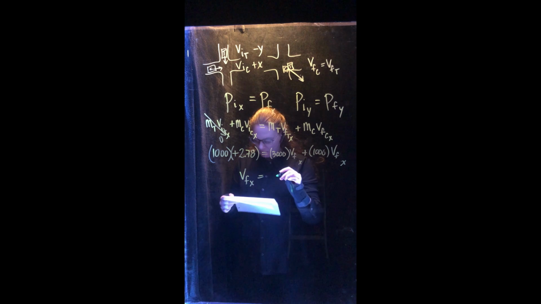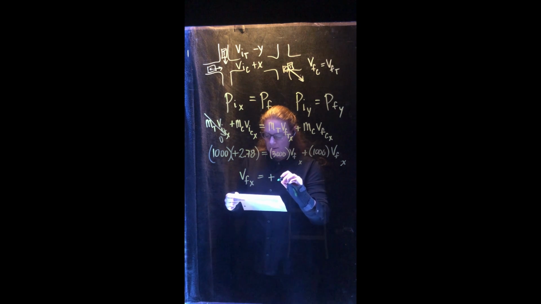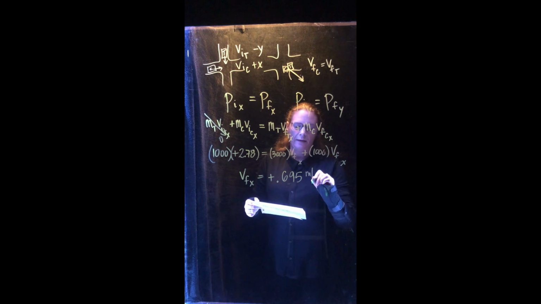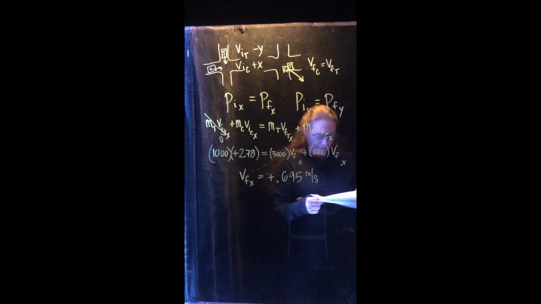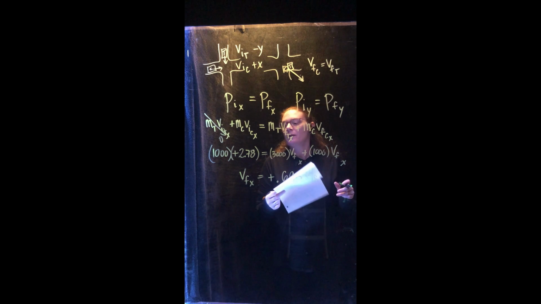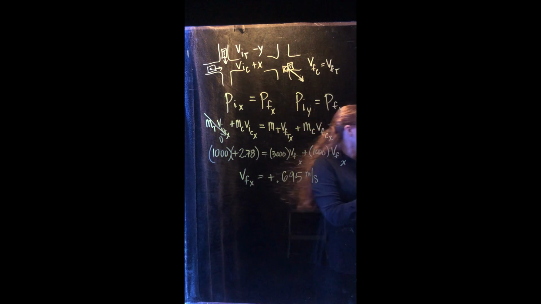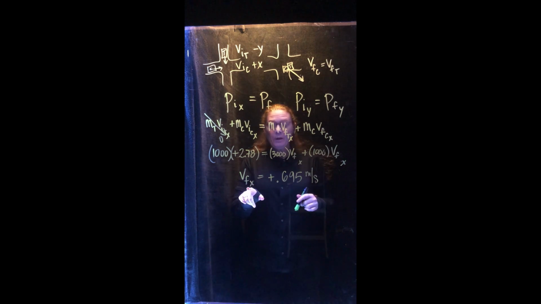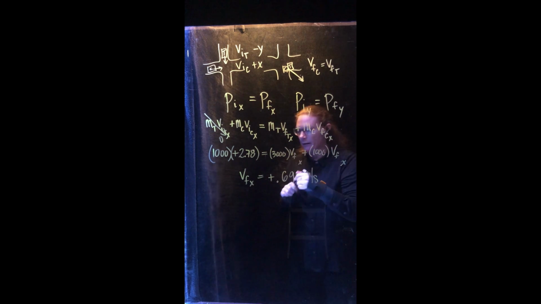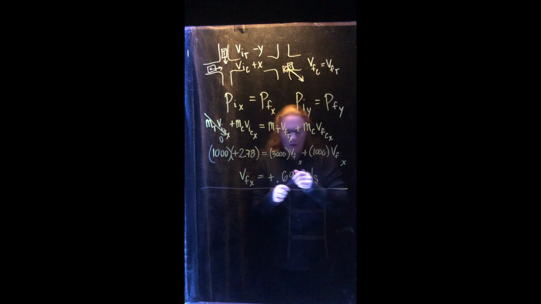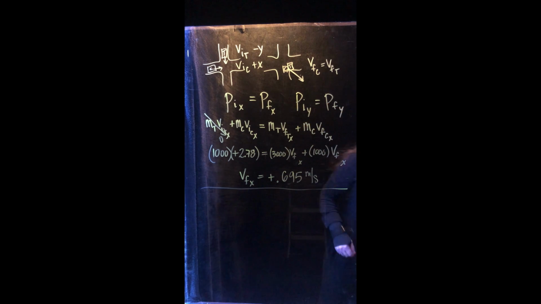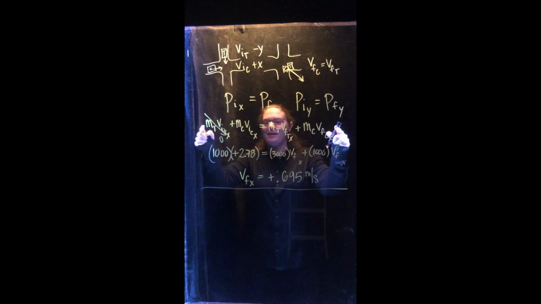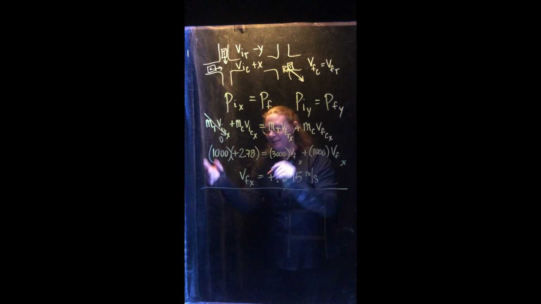Now we just need to solve for V final x. And V final x, I get a plus 0.695 meters per second. All right, small? Yeah, that's right, because we're dealing with 2.78 and 1 point something. Okay, so that's just the x direction. Now we do exactly the same thing for the y direction. Okay, what's the y direction? Oh yeah, it's going to be the same exact equation with y's.